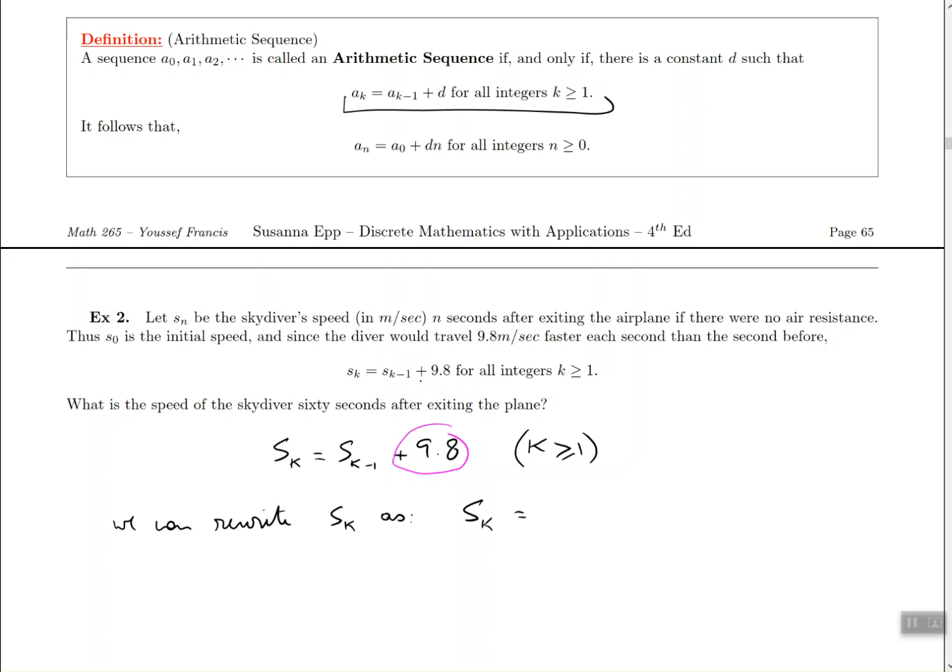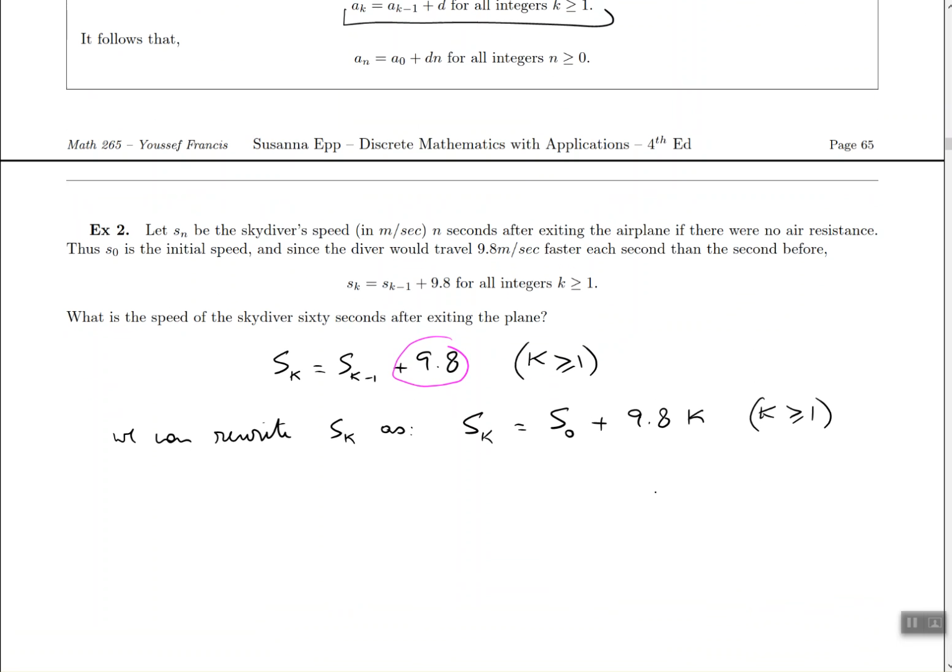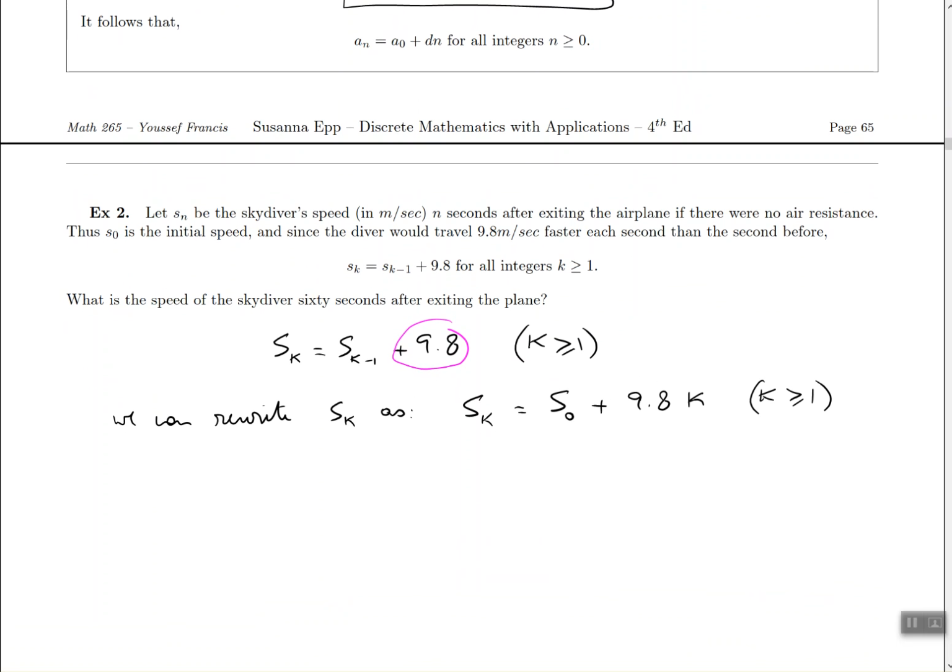Well, what's the first term when k is 0? In the lower paragraph we're not told, so we're going to leave it as s0 for now. And then d, which is 9.8, times k, where k represents the amount of seconds it's been. And keep in mind that this works as long as k is greater than or equal to 1. Alright, so again, the 9.8 is that number.